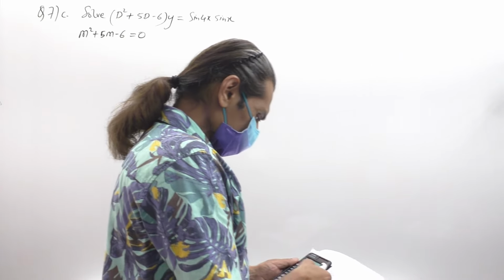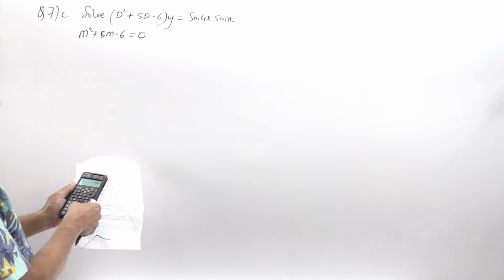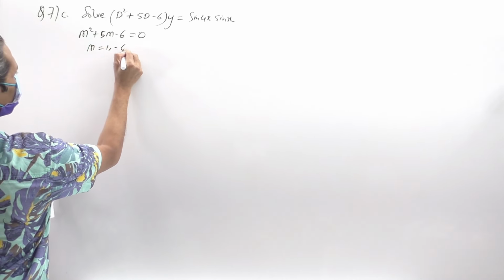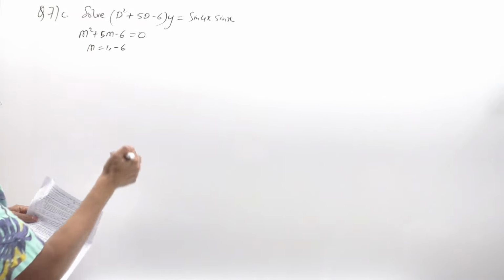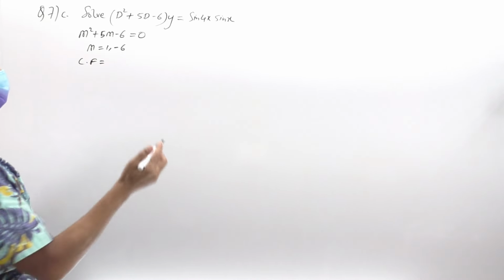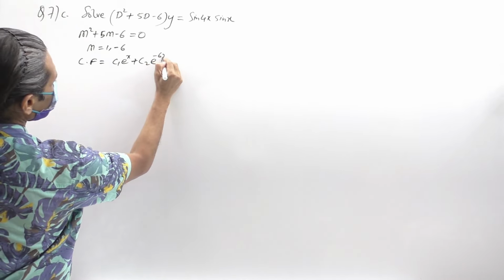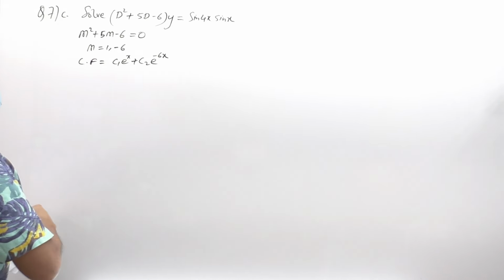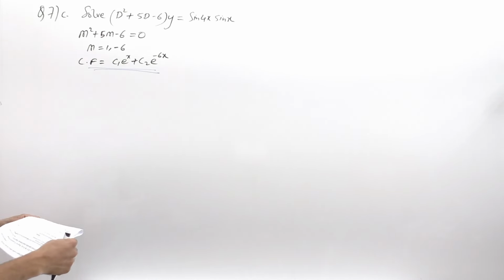So I'll use the calculator here again. We have equation 3, 1 equals 5 equals minus 6 equals, so you get the roots as 1 and minus 6. M is equal to 1 comma minus 6 are the roots. A very simple question. Now for the roots 1 and minus 6, which are both real and different, the CF will be C1 e raised to x plus C2 e raised to minus 6x. Okay. Please underline, always keep on repeating to get the required marks.